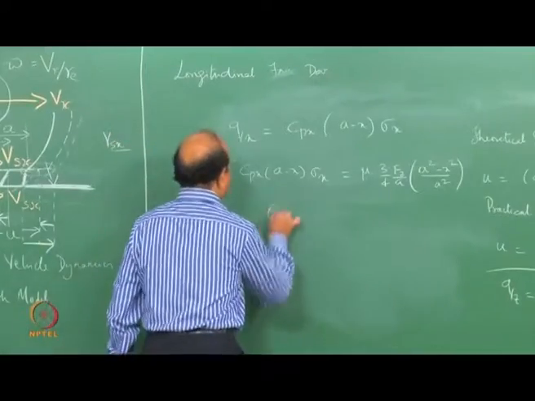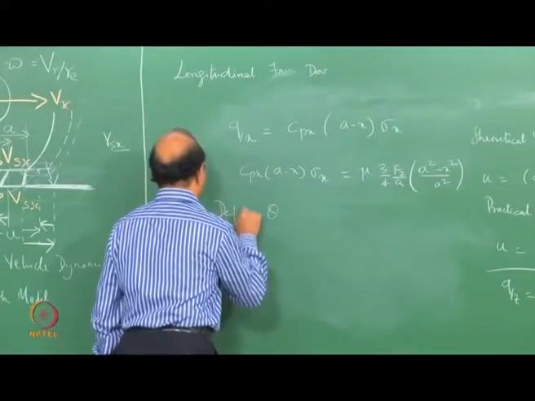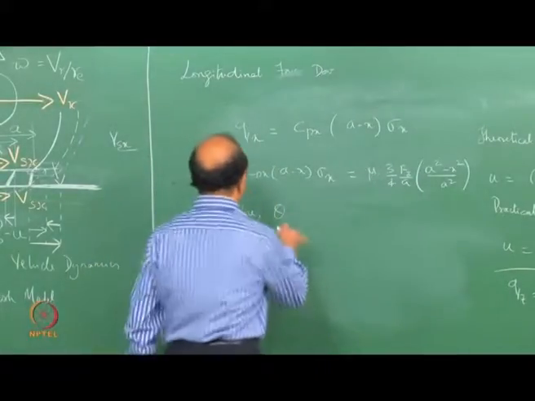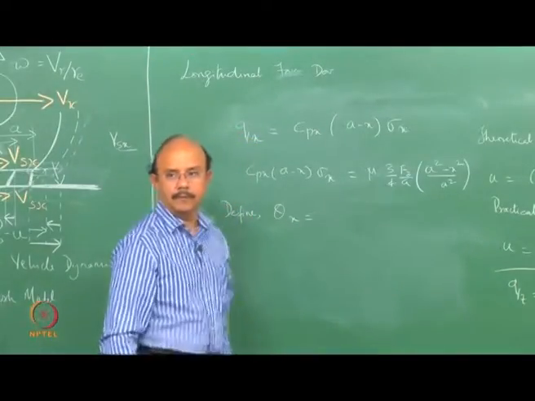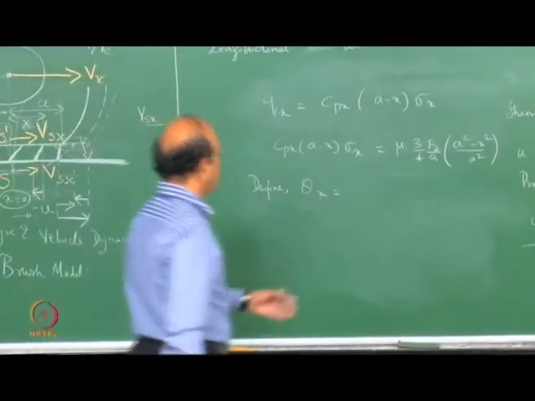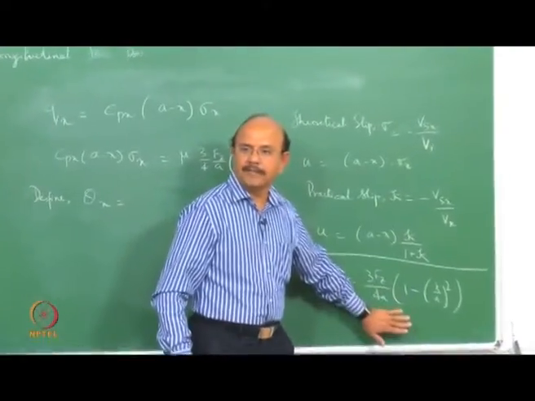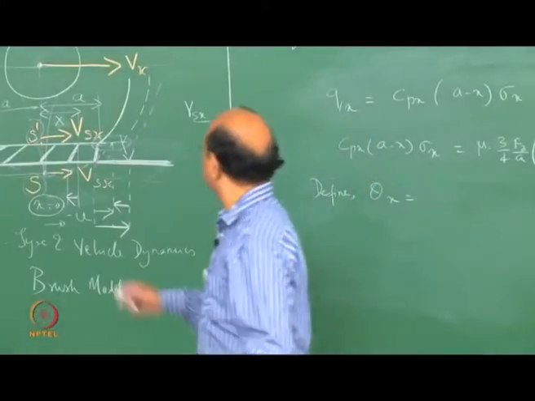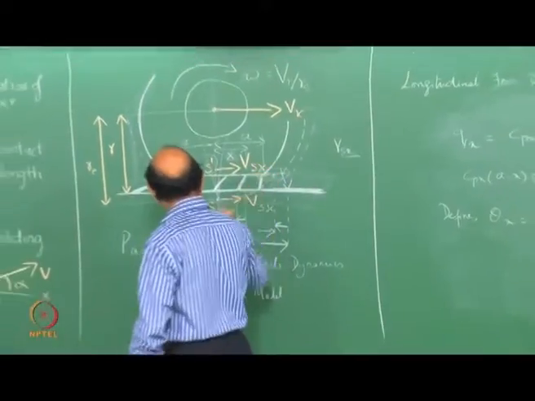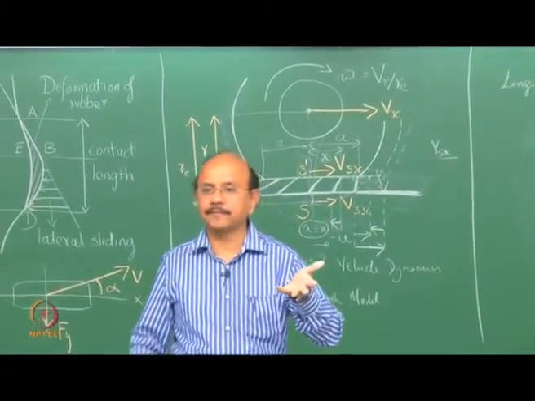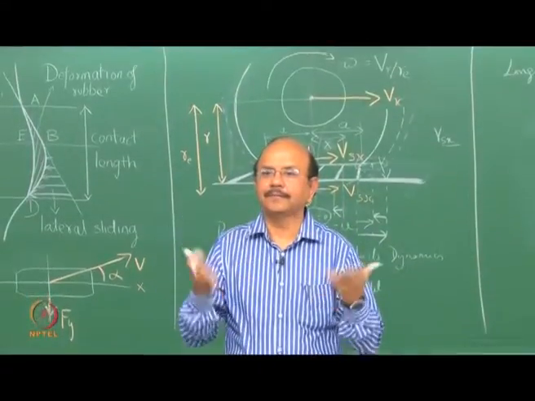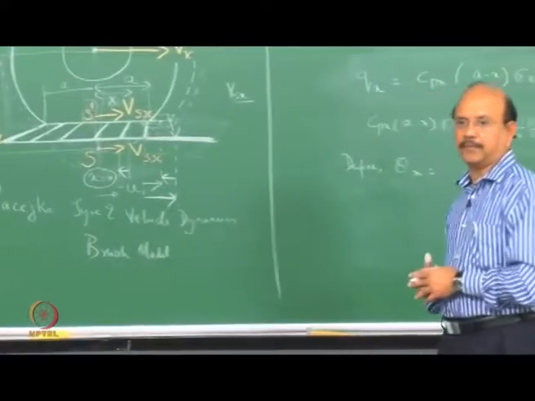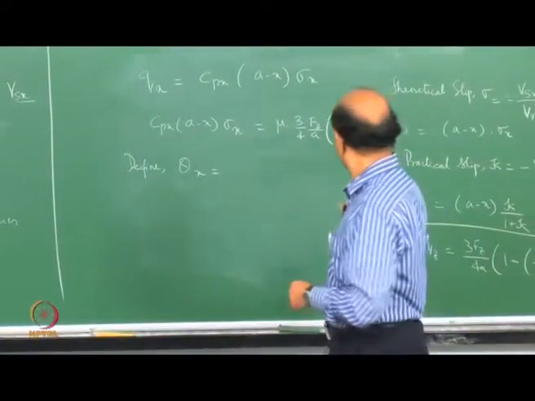Let us define a quantity called theta, just to make things easier for us to write. Let me define a quantity called theta x, because you can define a similar one for y. Why are we writing 3 by 4? That's the assumption I make as to how contact pressure is distributed, so that the contact pressure is like this. Basically because when I integrate this expression from minus a to plus a, I should get back Fz. Clear? So that's the expression.